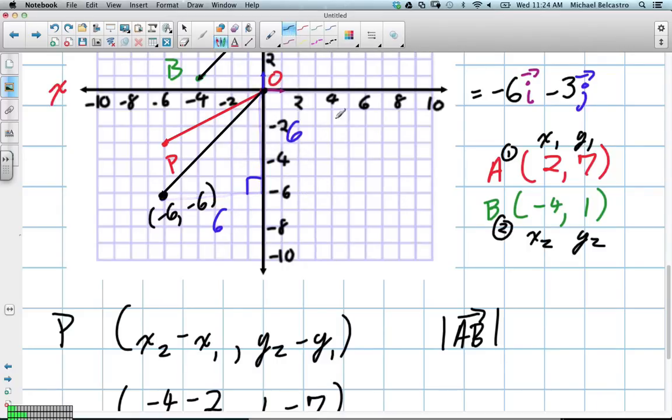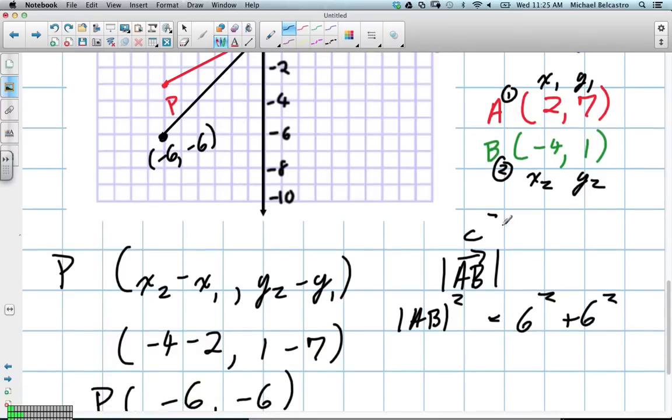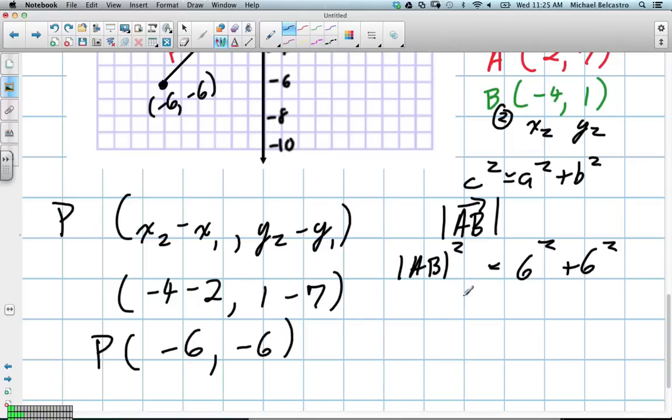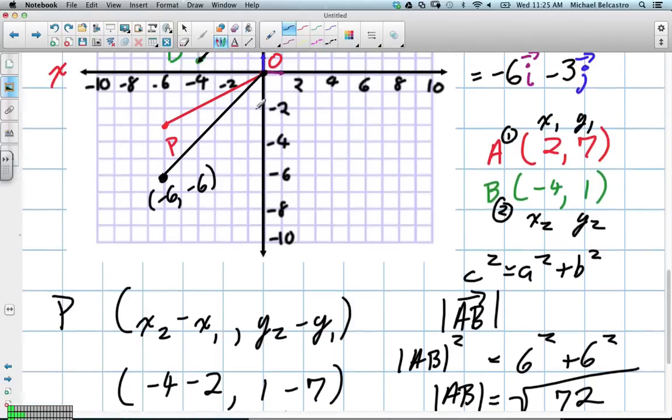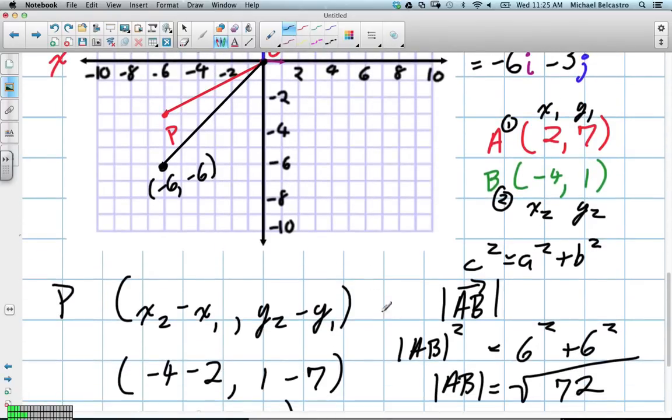So according to Pythagoras Theorem, I would just take my 6 squared plus 6 squared is equal to the magnitude of AB squared, right? In other words, this AB is known as our hypotenuse, our C in this case. C squared equals A squared plus B squared. So that's how we relate it. You bring that power of 2 to the other side, it becomes a root of 36 times 2, which is 72. So root 72 is the magnitude of OP.